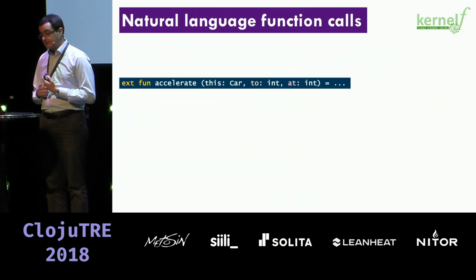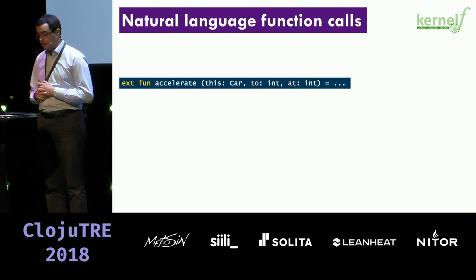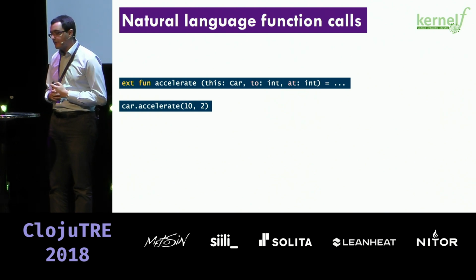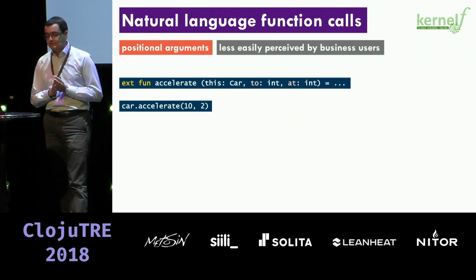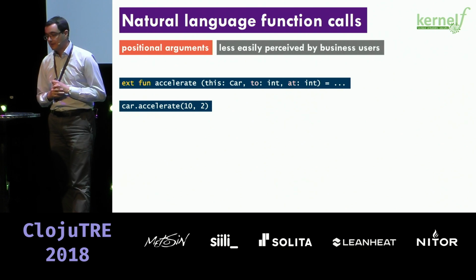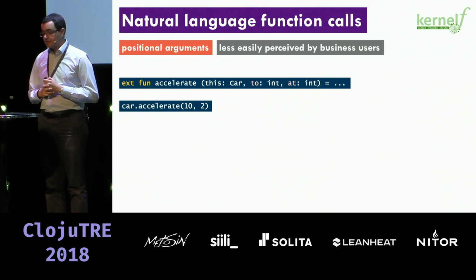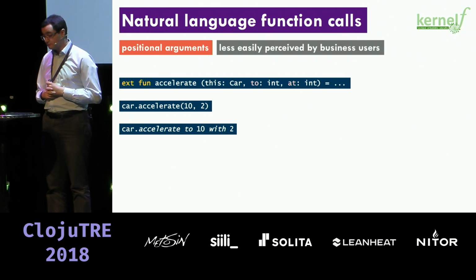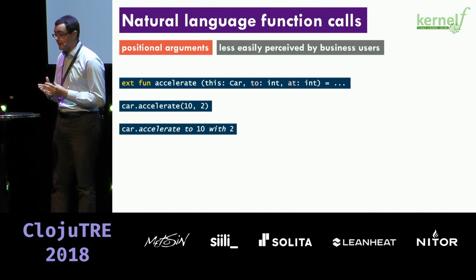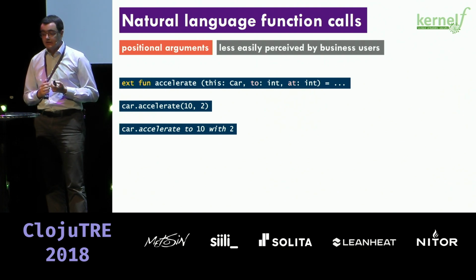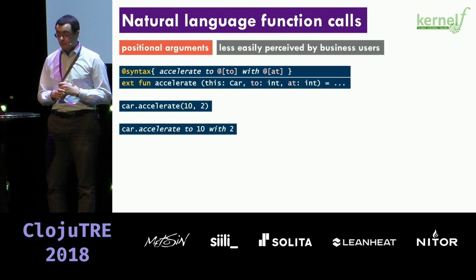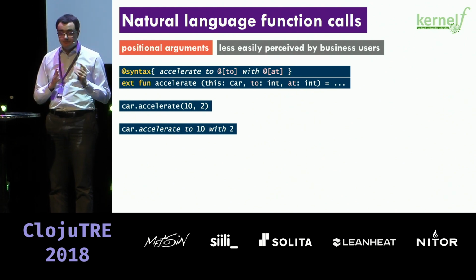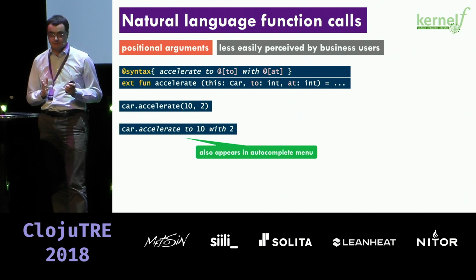Here we have a function accelerate with some arguments. Here's how we invoke this function. Nothing unusual. However, business users might not easily perceive positional arguments with parentheses, so it could be beneficial to provide call syntax like this: car.accelerate to 10 with 2. In KernelF, you can define an alternative call syntax for a function using a syntax annotation. What is particularly important here is that as soon as the annotation is defined, it appears in the autocomplete menus.